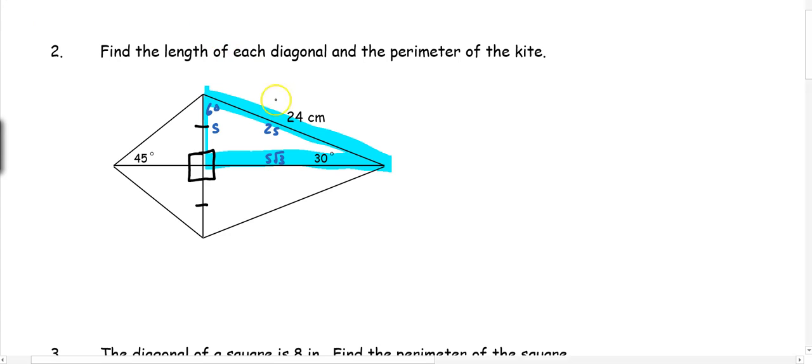So notice that I have a number 24 on my 2S side. So I'm going to set 2S equal to 24. S equals 12, which means this length is 12, and this part of the diagonal is 12 root 3. Also remember in a kite that two of the consecutive sides are congruent, so this is also 24. And then my diagonal is bisected, so this is also 12.